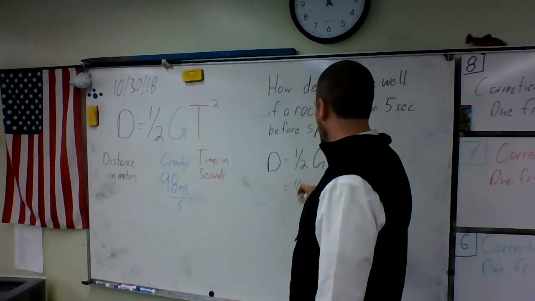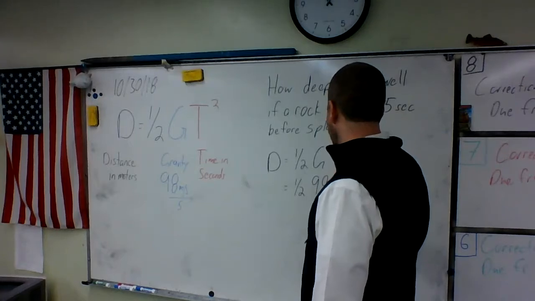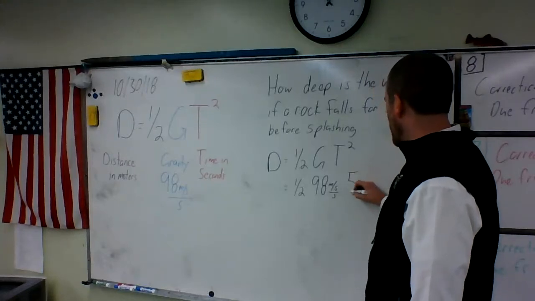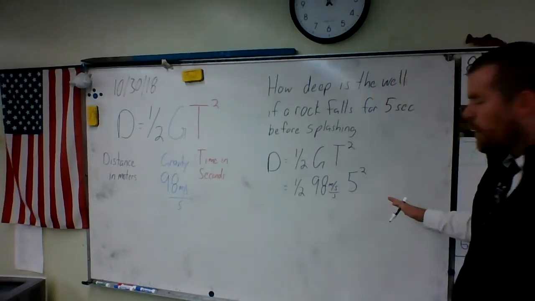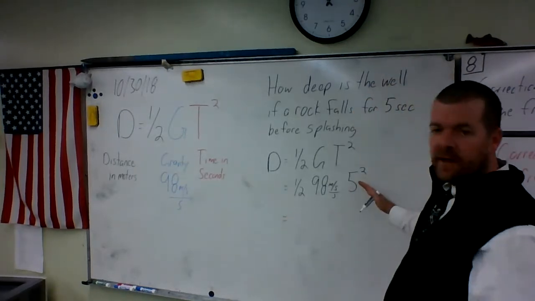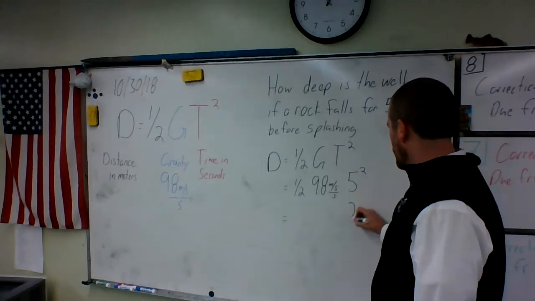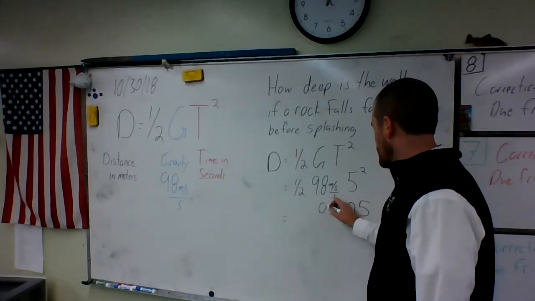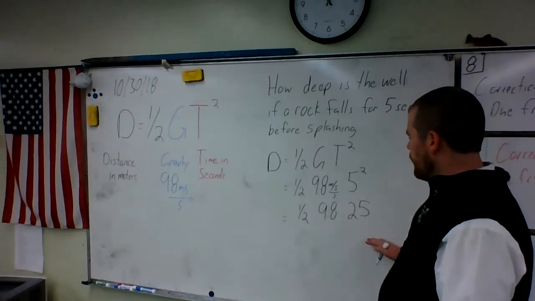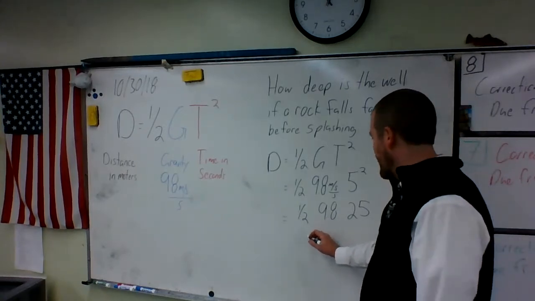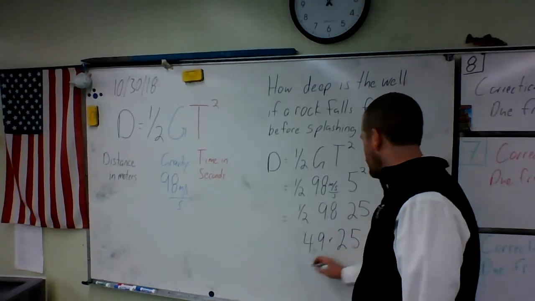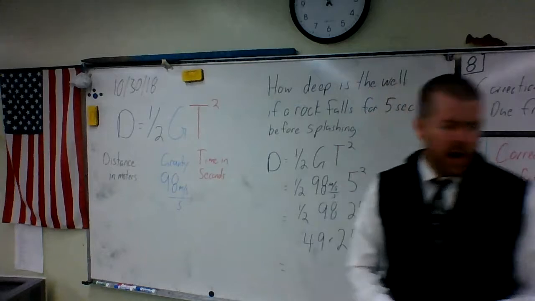So distance is equal to 1/2 times 9.8 meters per second squared times time, which is 5 seconds, squared. So, using our PEMDAS rules here, we can first get rid of this exponent. 5 squared is 25, again, times 9.8 meters per second squared times 1/2. So now we just multiply across. 1/2 times 9.8 is 4.9 times 25.